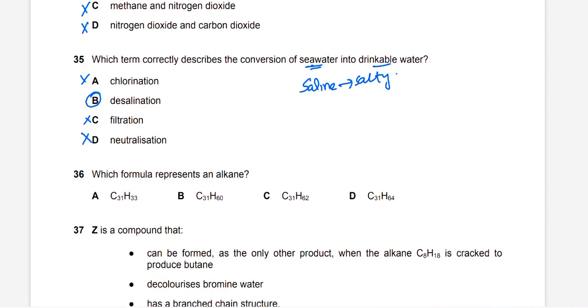Which formula represents an alkane? What is an alkane? CnH2n+2. The number of hydrogen atoms has to be 2 more than twice the number of carbon atoms. C31 with H60 is not it. C31 with H62 is only twice, and twice doesn't mean that this is an alkane. C31 and H64, yes, 31 doubled is 62, and plus 2 it becomes 64.